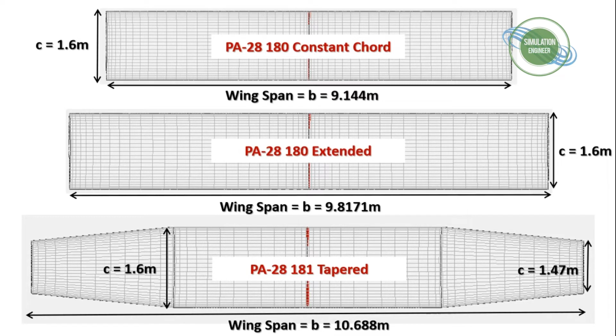Just once again, as a reminder, we will be using these three planforms. I've already mentioned them, but this is for clarity. You can see much clearer now. This is the root chord and the tip chord in the case of a constant chord. Similarly, in the extended version, the only difference is that it has a larger wingspan, and then you have a tapered geometry. The total wingspan is mentioned here, and then the root chord and also the tip chord in the case of this tapered geometry.